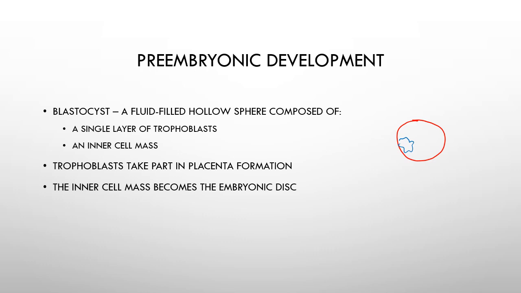The trophoblast is what's going to bind to the uterine wall. So this is what's going to start to become the placenta. And then the inner mass of cells, that's what's going to start to become the embryo.